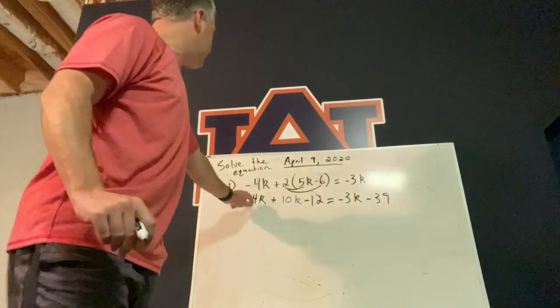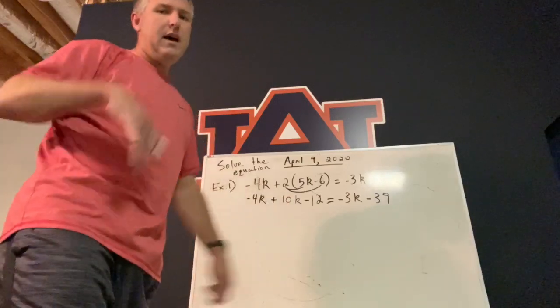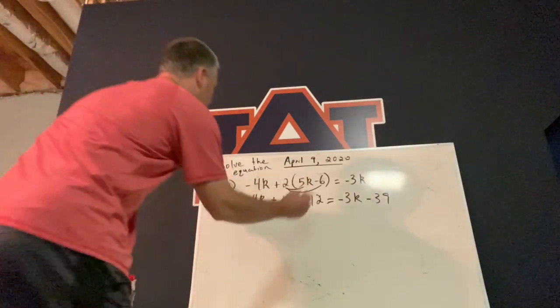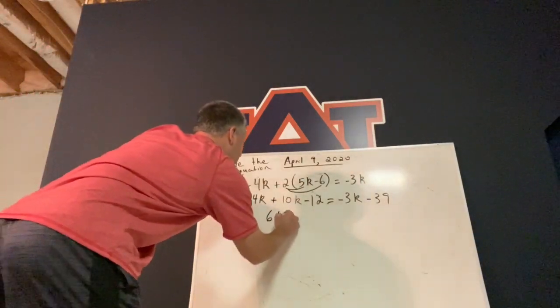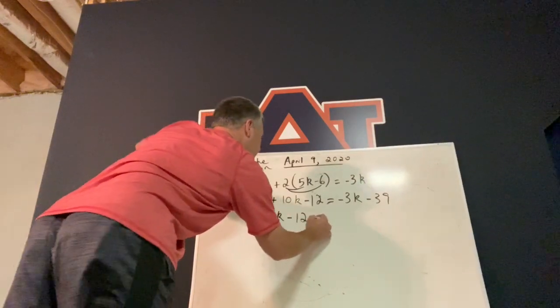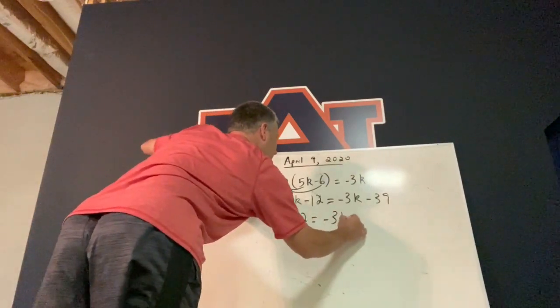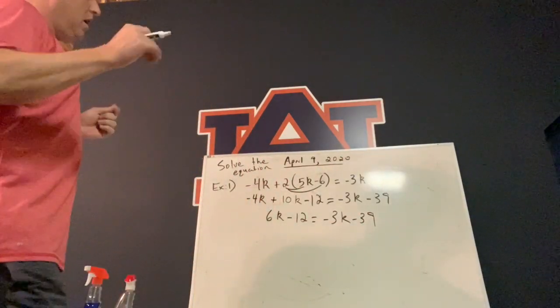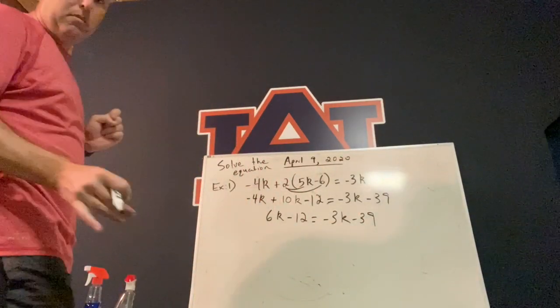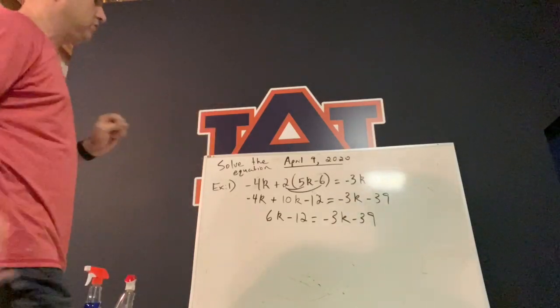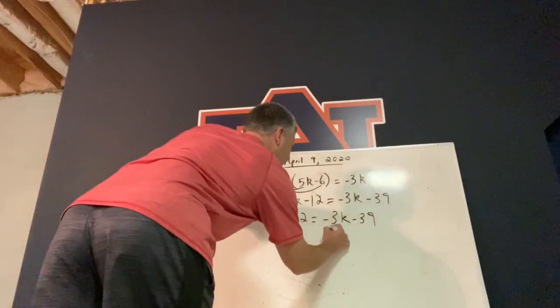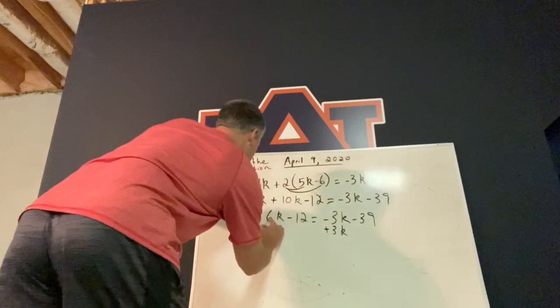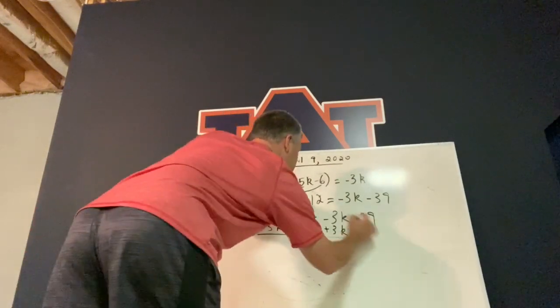So on the left-hand side, I've got a negative 4k and a positive 10k. I can combine those terms. When I combine those, I get 6k minus 12 equals negative 3k minus 39. All right, now let's get all our variables on one side, all of our numbers on the other side. So I'll add 3k to both sides. Add 3k to both sides.